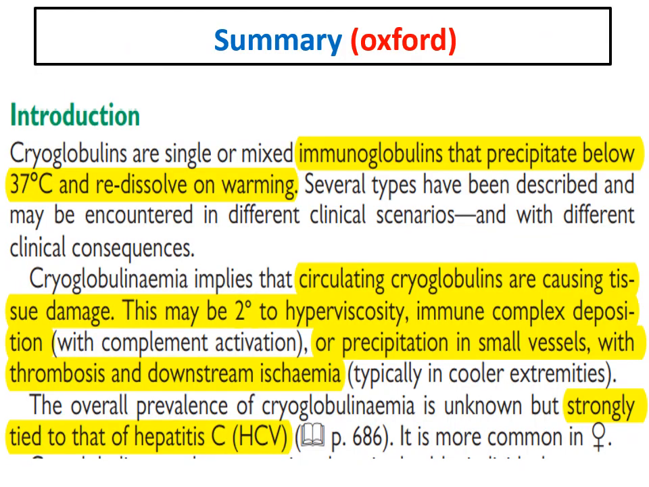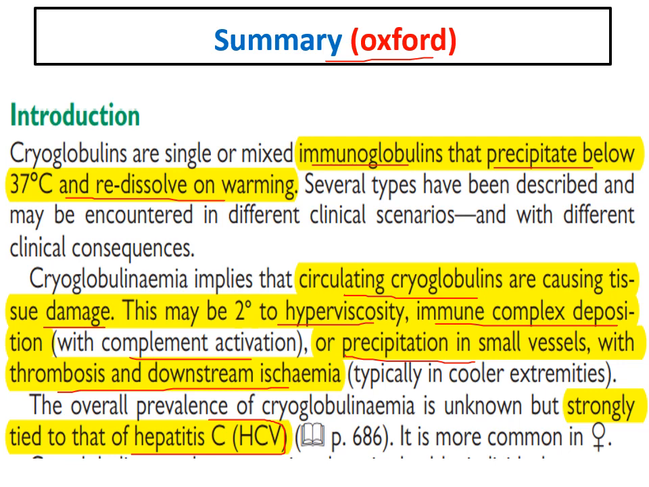Now let's summarize what we have said from Oxford. Cryoglobulins are immunoglobulins that precipitate at cold temperature and redissolve on warming. Circulating cryoglobulins cause tissue damage. They may lead to hyperviscosity or immune complex deposition, causing complement activation, and precipitate in small vessels causing thrombosis and downstream ischemia. Cryoglobulinemia is usually strongly associated with hepatitis C virus infection. It is more common in females.